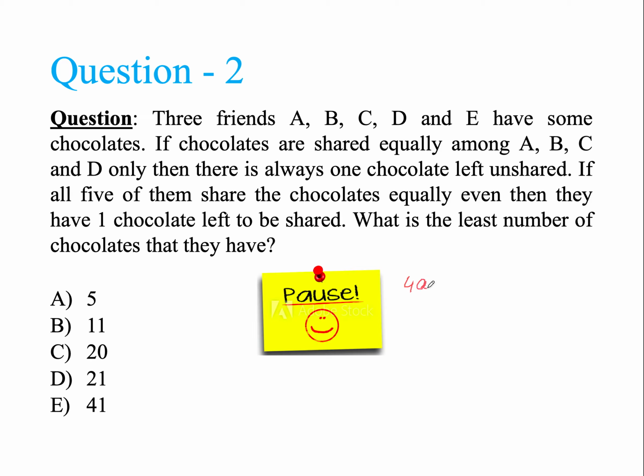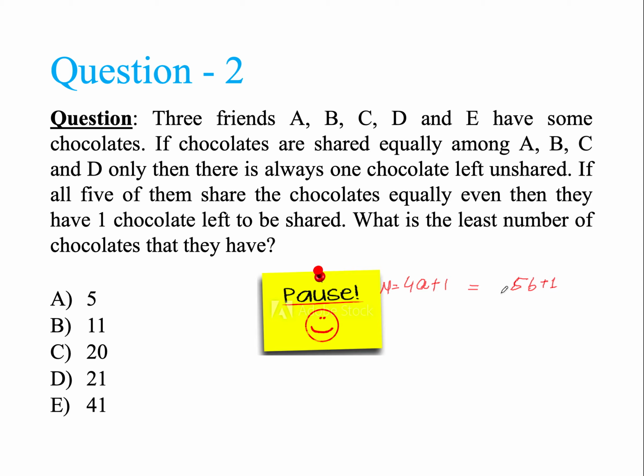That means it has to be a multiple of 4 plus 1 form, and if all 5 of them share the chocolates equally, then they have one chocolate left. That means the total number of chocolates should also be a multiple of 5 plus 1 type. And since we are talking about the same number of chocolates, those chocolates should be equal to 4a plus 1, and that should also be equal to 5b plus 1. That is how we formulate the given information first before we answer the question.